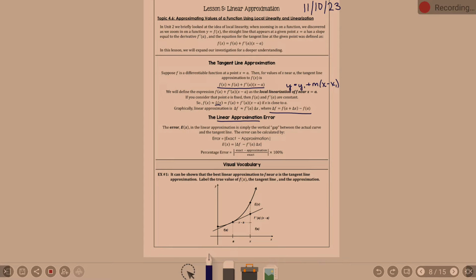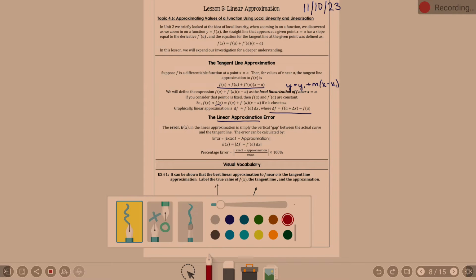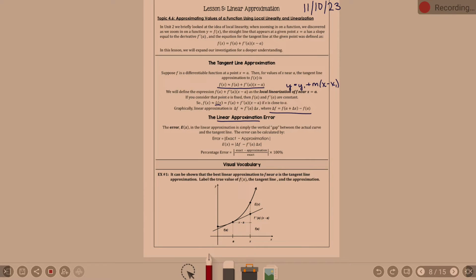Okay, so let's look at this picture here. Let me get a different color than navy to write in. It can be shown that the best linear approximation to f near a is the tangent line approximation. Label the true value of f of x, the tangent line, and the approximation.